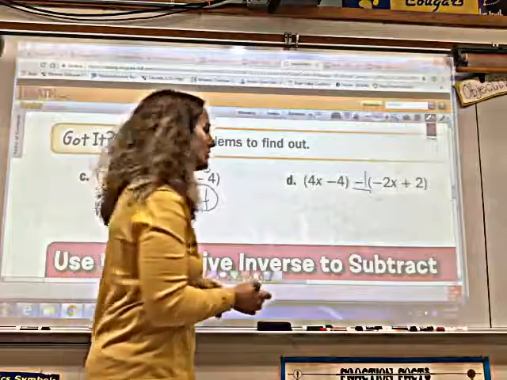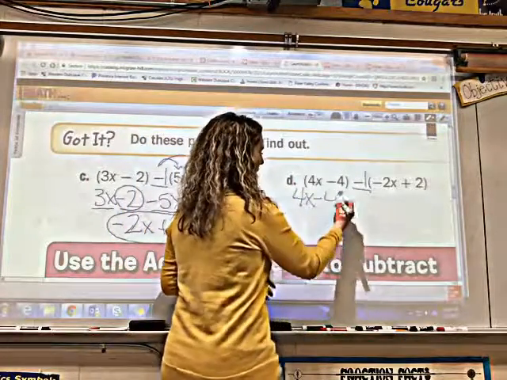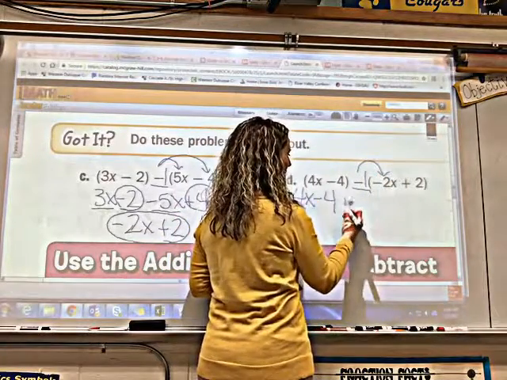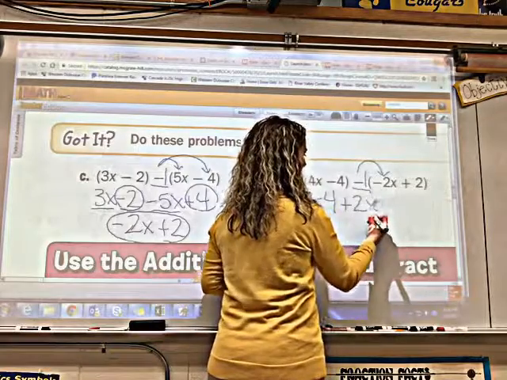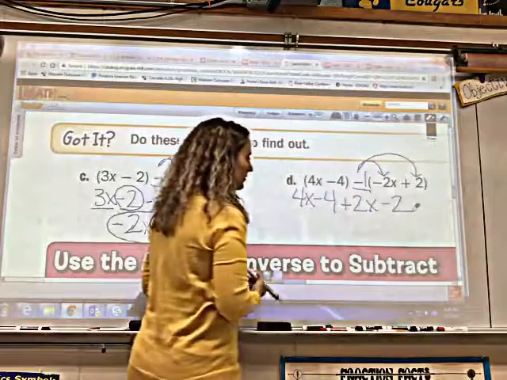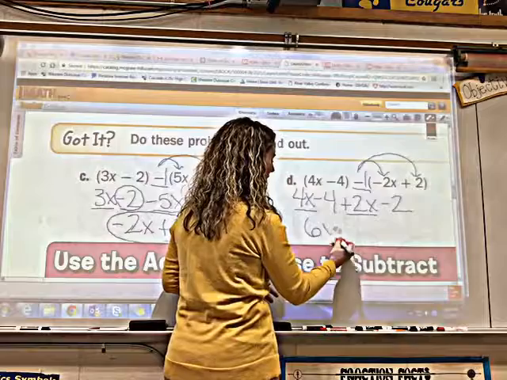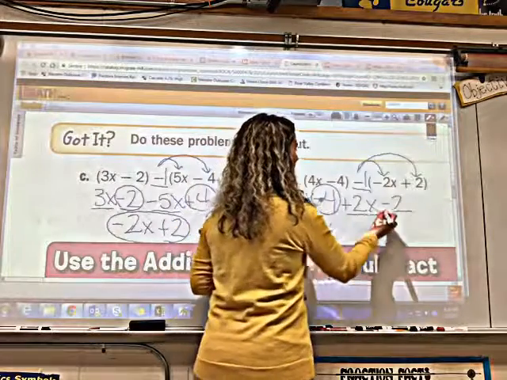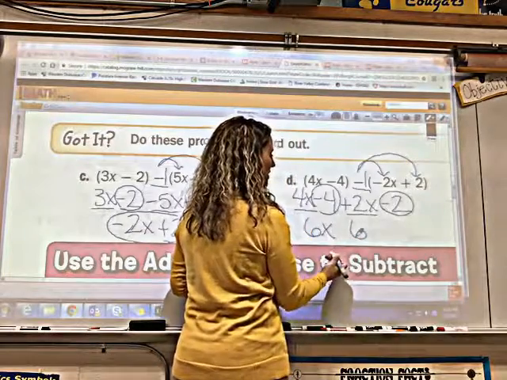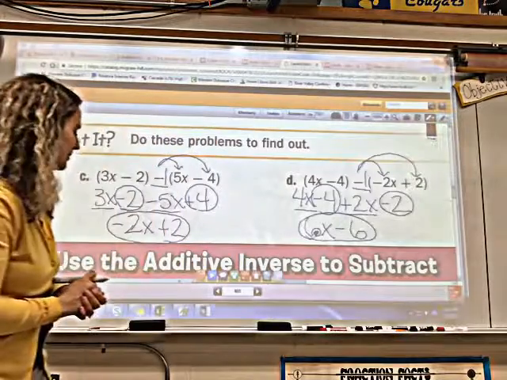Looking at got it problem letter D, 4x minus 4. And then I'm thinking negative 1 times negative 2 would be a positive 2x. And then negative 1 times 2 would be a negative 2. I'm going to combine my like terms, so 4 plus 2 would give me 6x's. Then I'm looking at negative 4 and negative 2. They're both negative, so I'm going to add. 4 plus 2 is 6, and they're negative, so I have minus 6.